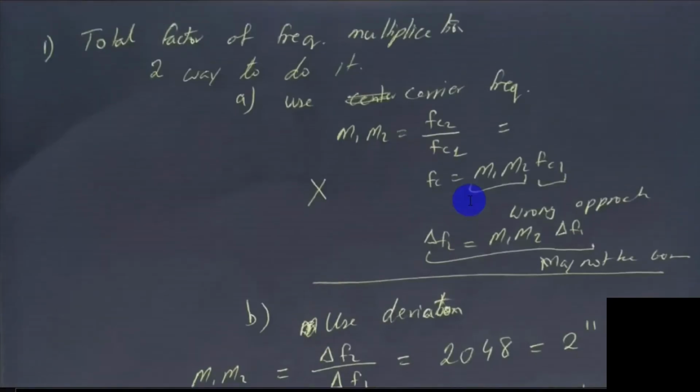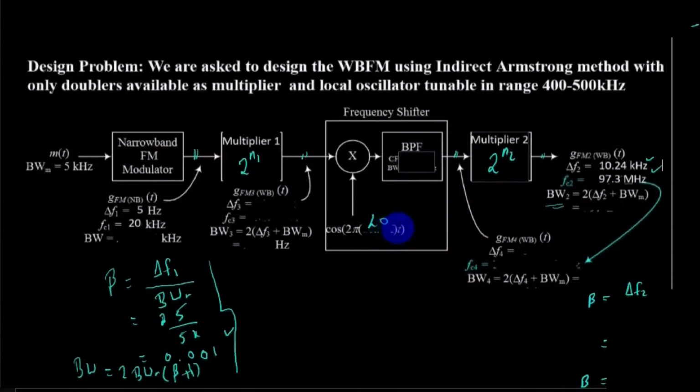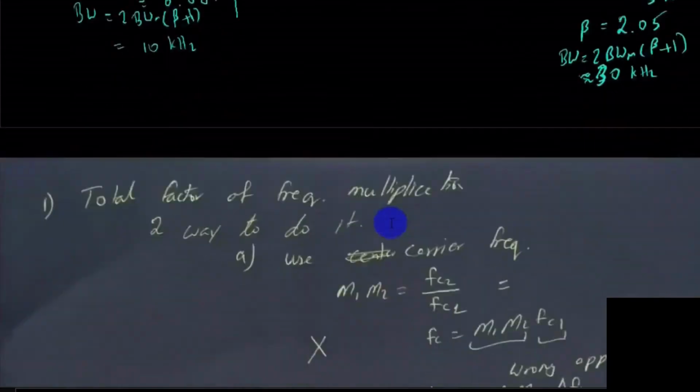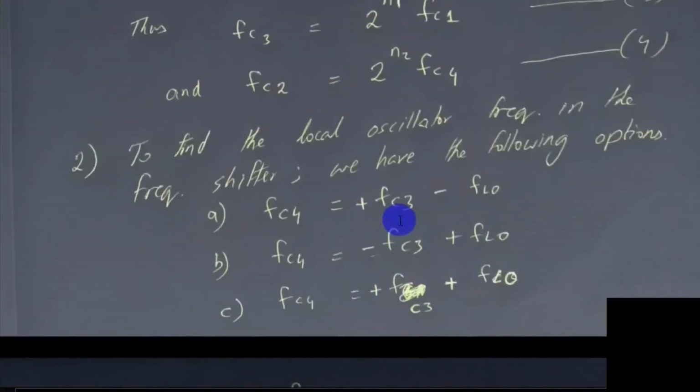The next thing in line is, what would be the local oscillator? How can we find the local oscillator? For that, there are several ways to look into it.